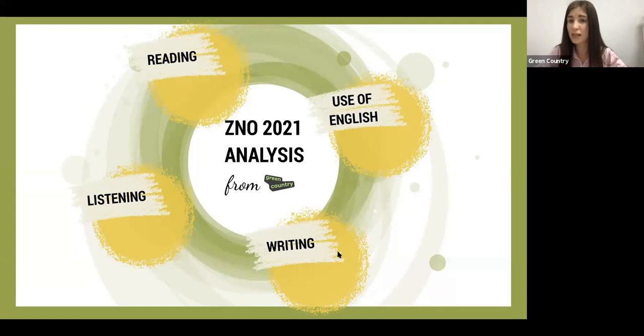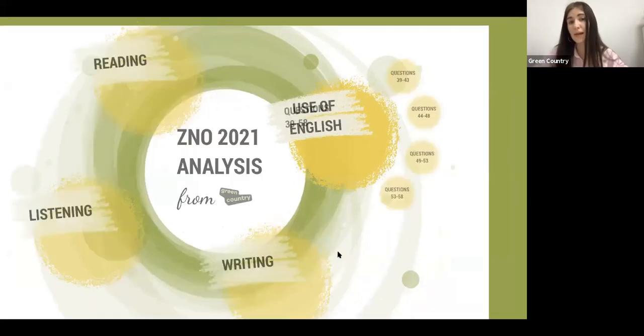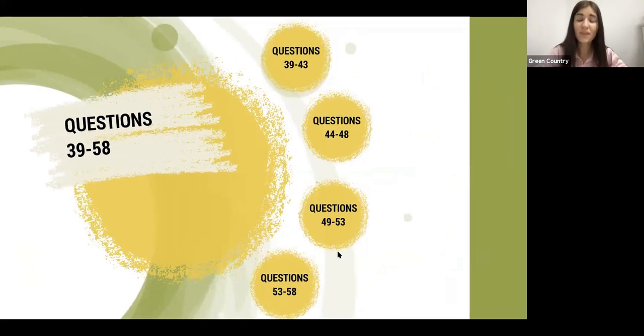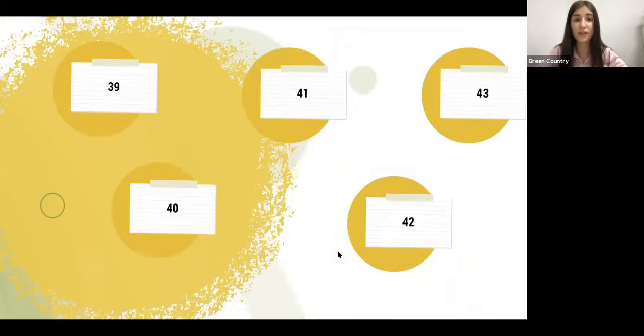We don't need any details. We don't need any names, any dates, like additional information. We just need to look at the gap, before the gap and after the gap. It's very important not to waste time. We will discuss the questions from 39 to 58. Let's start with the first, 39.